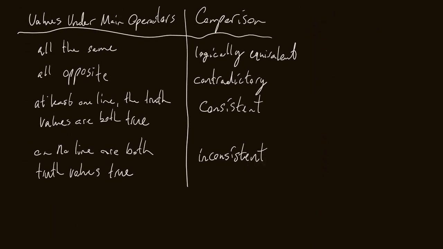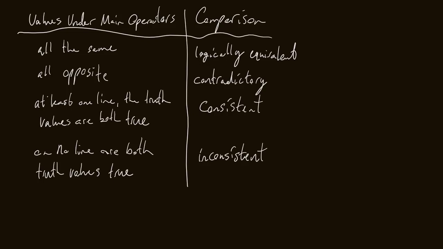statements, because I think logically equivalent makes sense. If the values under the main operators are all the same, so we could have like true, false, and true, false, then those were all the same, so they're logically equivalent. All opposite, say we had a tautology and a self-contradictory statement, so true and false. Those are all opposite, so those would be two contradictory statements. Consistent and inconsistent, I think, maybe aren't so clear at first, so let's do a couple examples of that.